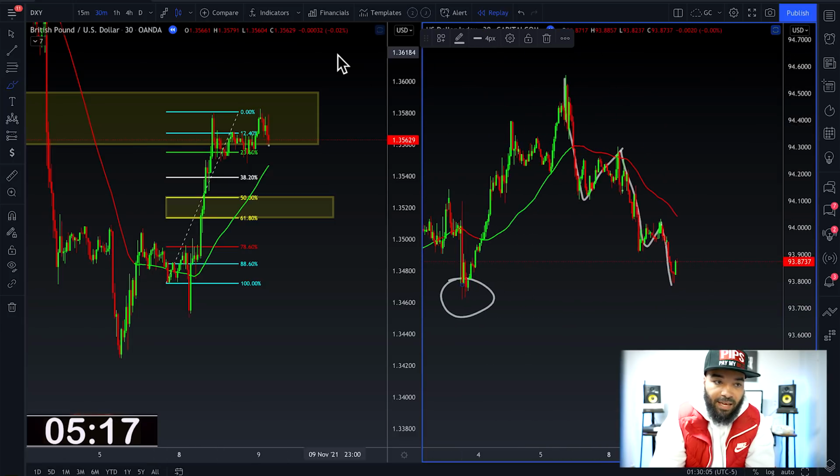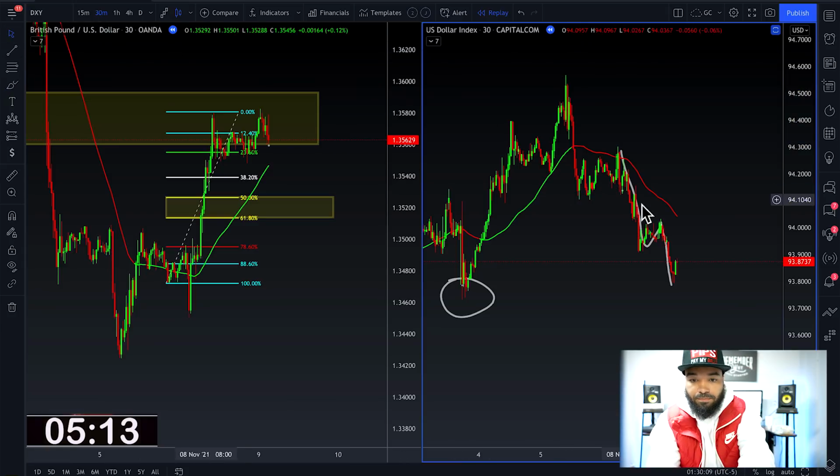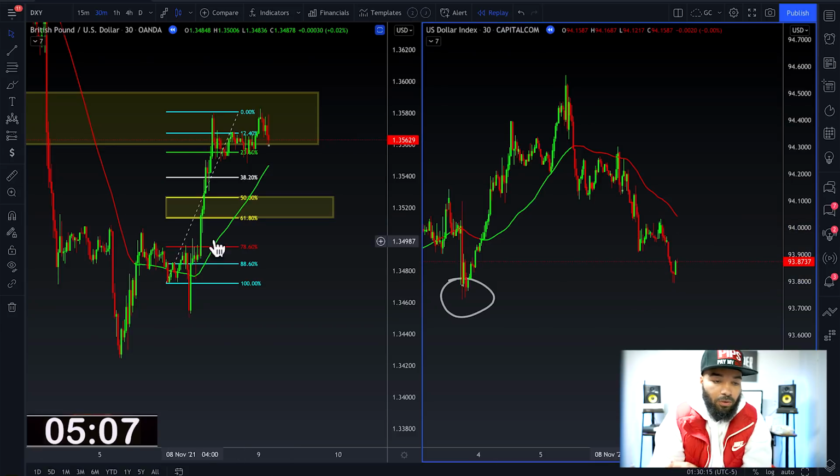That means that trend, that little downtrend, is weakening. So that's how you time your entries over there on the pound dollar.